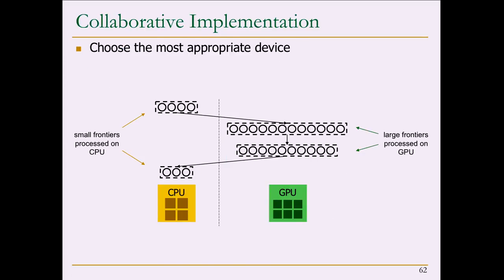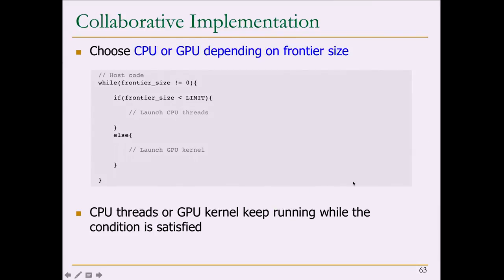So that's why we think about this collaborative implementation. It is a very simple approach, conceptually, because depending on the size of the frontier, for small frontiers we are going to use CPU threads. For large frontiers, we use GPU threads or GPU thread blocks. And we switch from CPU to GPU every time it is needed. So we could have something like this.